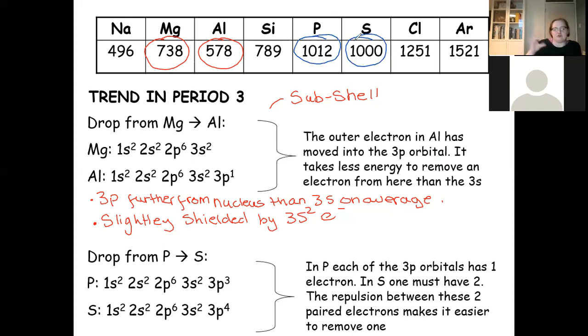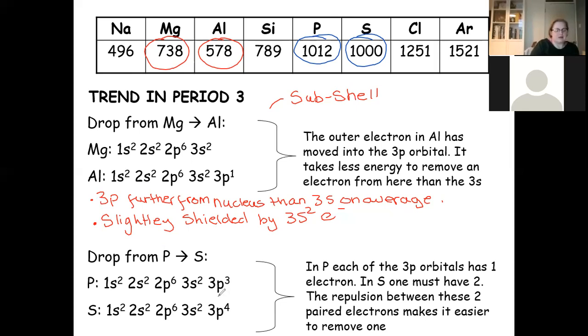So this is between the groups, between group 5 and 6. So we're swapping groups here. The shielding of our outer electrons is identical. We shouldn't have any difference in our shielding. If we look at the electron configuration, we have 1s2, 2s2, 2p6, 3s2, 3p3 and 3p4. So our shielding is identical for our outer electrons.